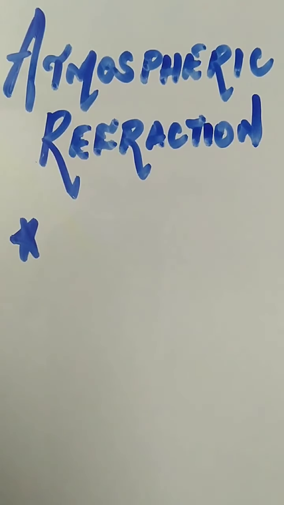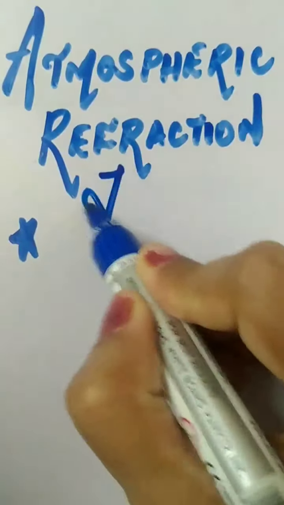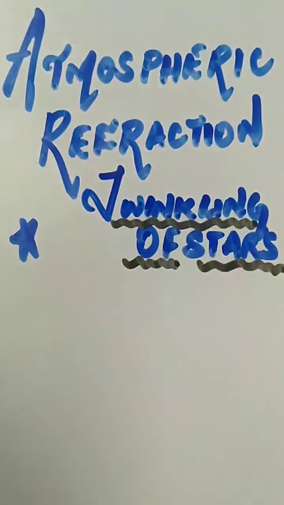After learning about refraction of light, let us get into the next topic, the effects of refraction that you see in the atmosphere, the atmospheric refraction. And the example that you have to study very well is the twinkling of stars. Now, why do the stars twinkle?